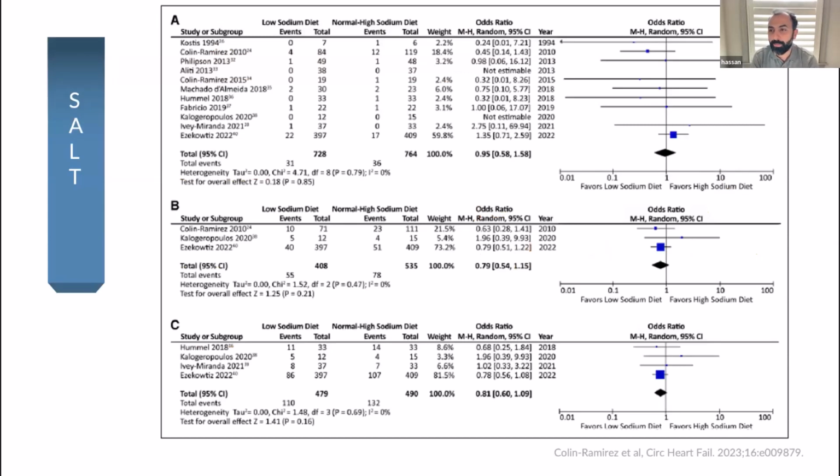Now, my favorite, salt. There is not a single piece of data that we can copy to educate patients on low salt intake in heart failure. There's none. This is a great meta-analysis that just came out in January. It just looked at every single study that we had over low salt intake versus regular salt intake in patients with heart failure. There is not a single piece of evidence to support telling our patients to go to 2 grams per day.